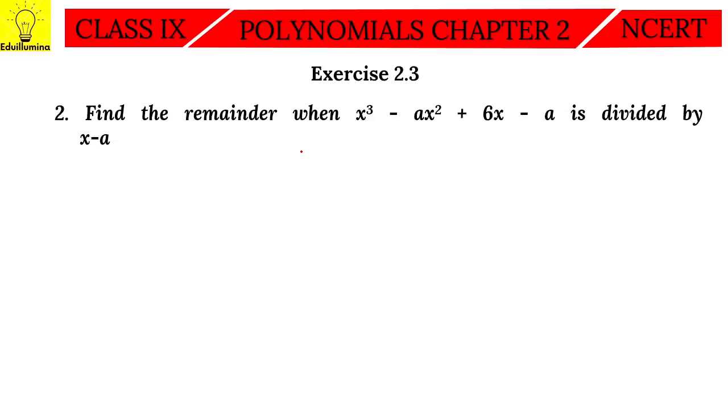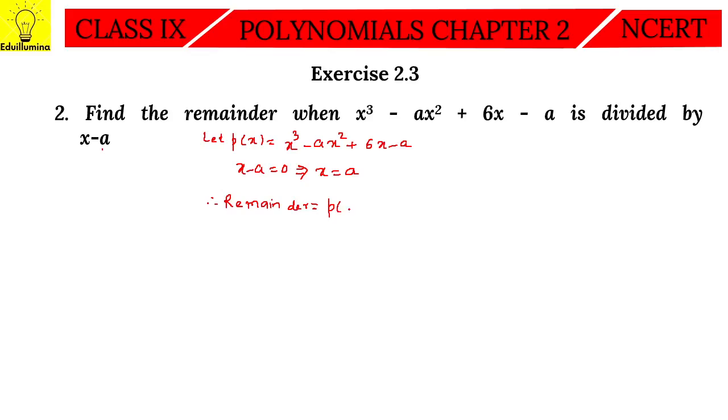So the next question is find the remainder when x cube minus ax square plus 6x minus a is divided by x minus a. So let p of x is equal to x cube minus ax square plus 6x minus a. हमने रिमाइंडर फाइंड आउट करना है when this polynomial is divided by x minus a. So first of all, finding the 0 of x minus a by putting x minus a equal to 0, we get x equals to a.